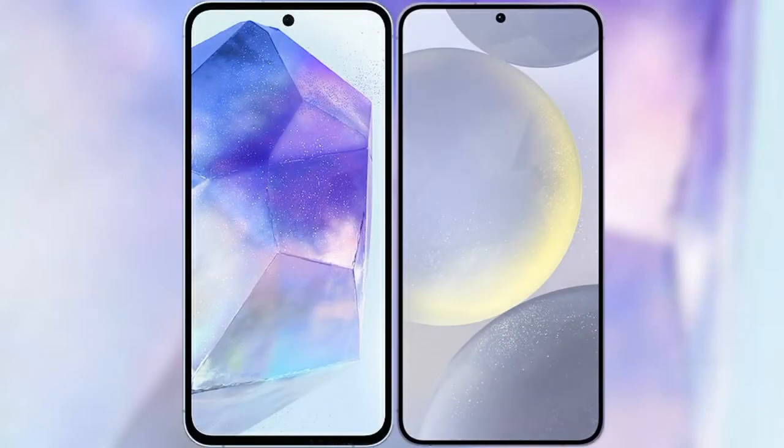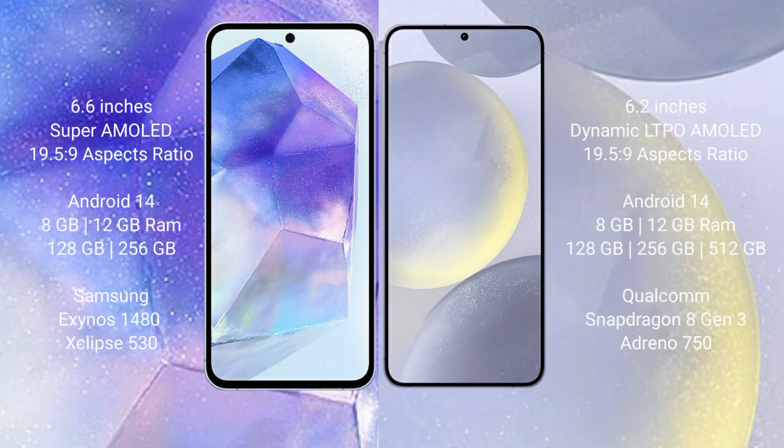I will compare the new Samsung Galaxy A55 with Samsung Galaxy S24. Samsung Galaxy A55 comes with a 6.6 inch Super AMOLED display and aspect ratio 19.5:9. Samsung Galaxy S24 comes with a 6.2 inch Dynamic LTPO AMOLED display and aspect ratio 19.5:9. Samsung Galaxy A55 runs on the Android 14 operating system. Samsung Galaxy S24 runs on the Android 14 operating system.